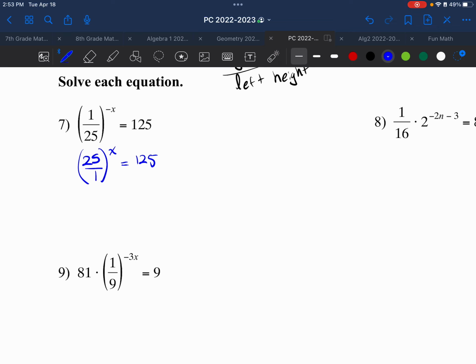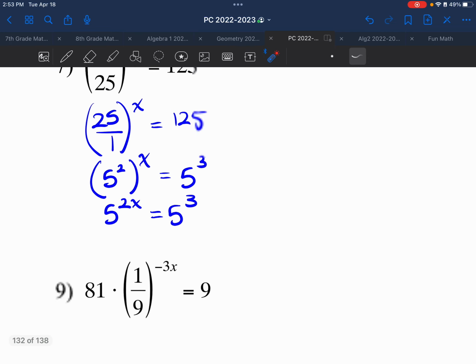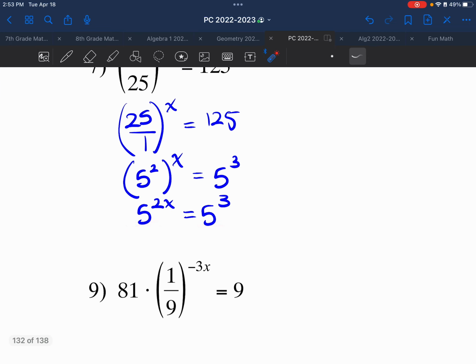And I'm going to rewrite this as not 25, but 5 squared. 5 squared is the same thing as 25, and that's still to the power of x. You don't have to divide by 1 anymore. 125, I told you before, is 5 to the power of 3. And then from there, I can say 5 to the power of 2x is equal to 5 to the power of 3. Why? Because a power to a power means multiply. And here's the trick. If you have the bases the same, the exponents must also be the same. Well, those are the same.